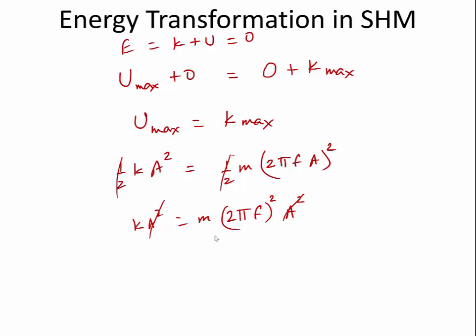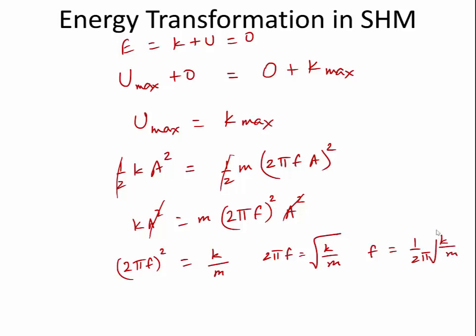And I'm going to go ahead and solve for frequency. In order to solve for frequency, I write this as 2 pi f, the whole thing squared, will be equal to k over m. Some simple algebra here: I'm dividing both sides by m. So k over m is 2 pi f squared, which means 2 pi f will simply be the square root of k over m, which means frequency would be 1 over 2 pi square root of k over m.